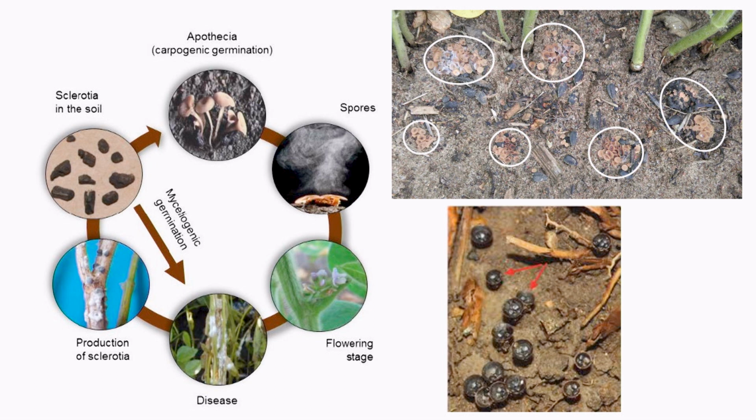This is just the life cycle of the disease, where we have the sclerotia in the soil. Then we can have the apothecia and the release of the spores. It will go and land on the flowering part of the plant. You will have disease, and then it will produce sclerotia. And often these sclerotia fall back to the soil because of the weight of it.